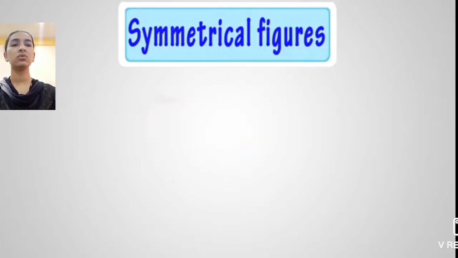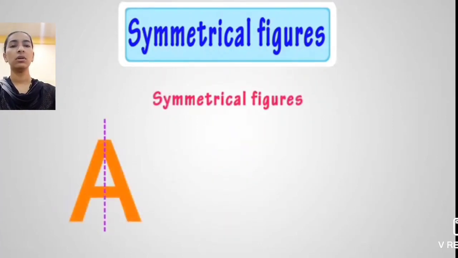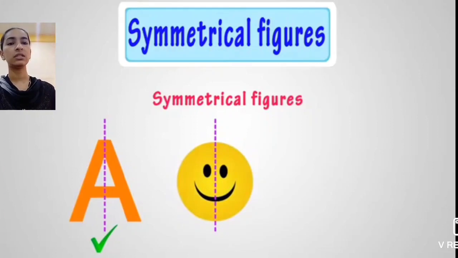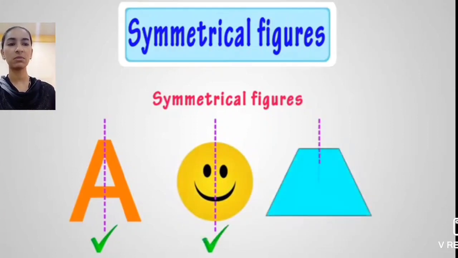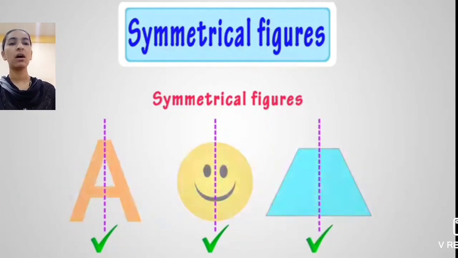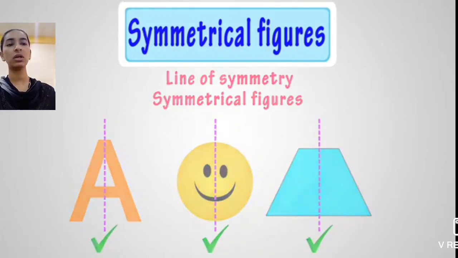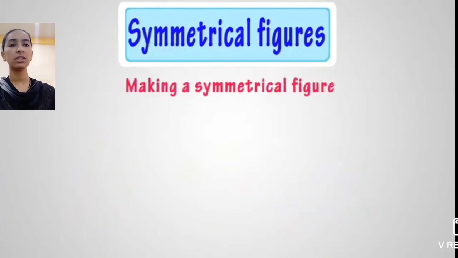Understand this students? Now there are so many symmetrical figures in our surroundings. See the alphabet A, this smiley face, it is also symmetrical. This figure is also symmetrical. Yes students, can you find alphabets from A to Z which are symmetrical, and can you draw them? Understand this? Now, how do we make a symmetrical figure?